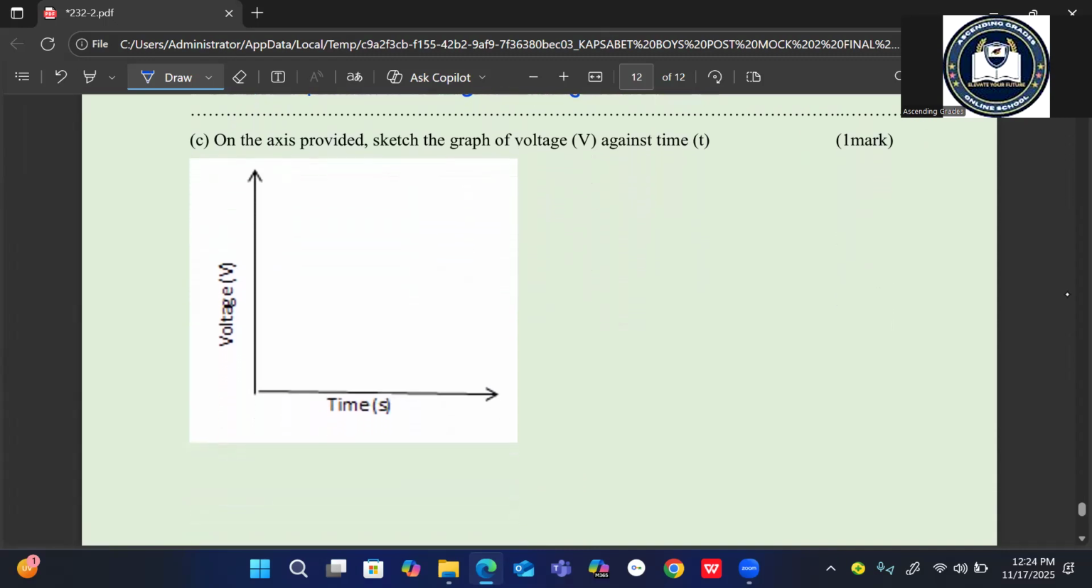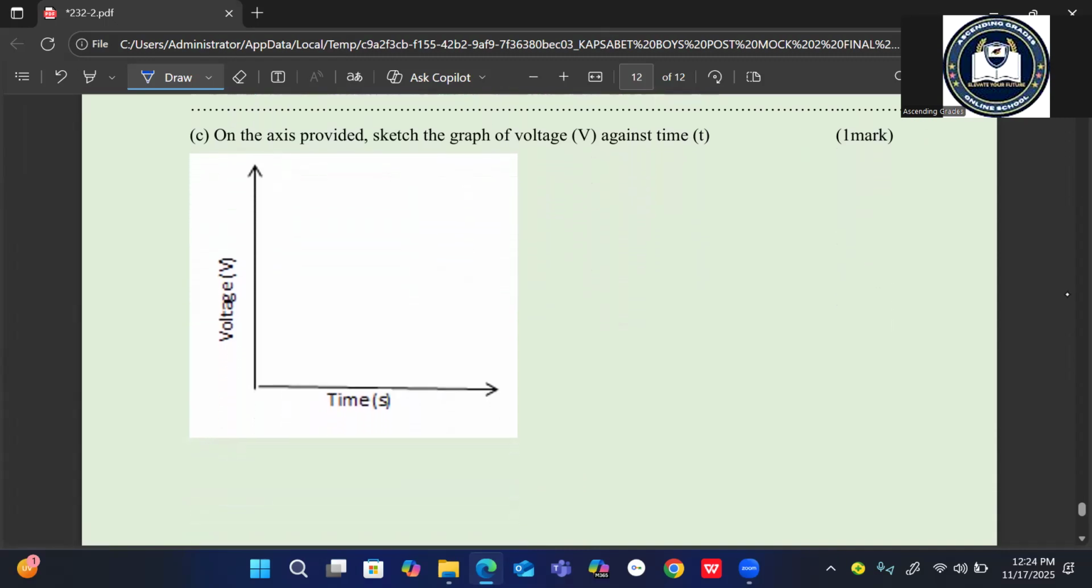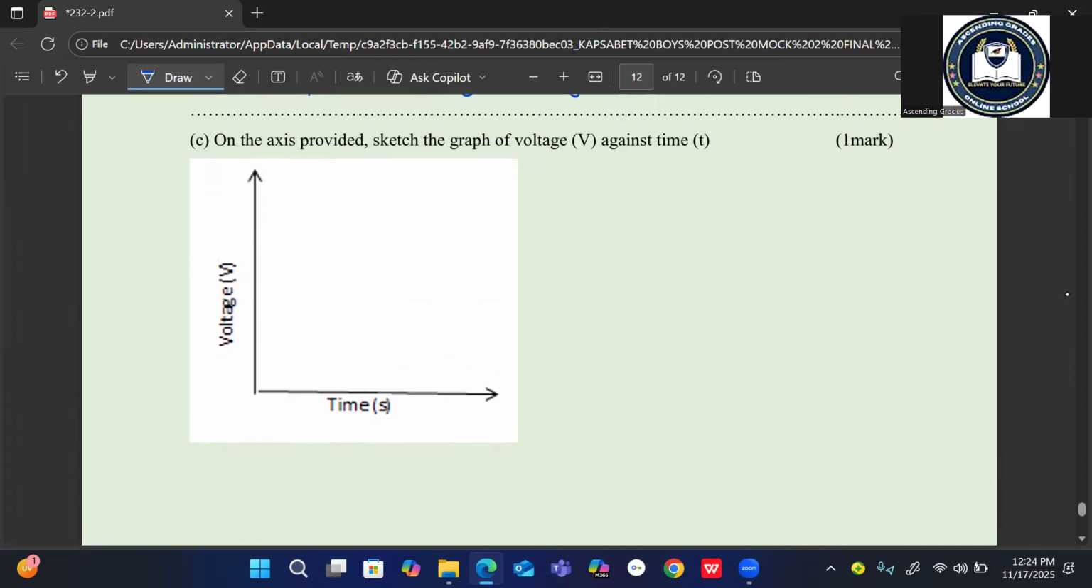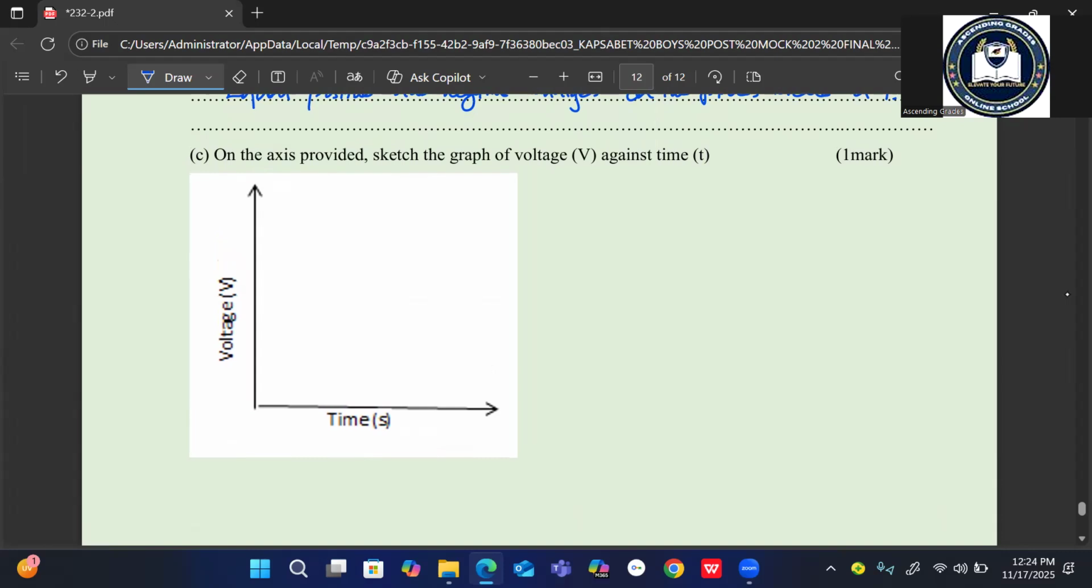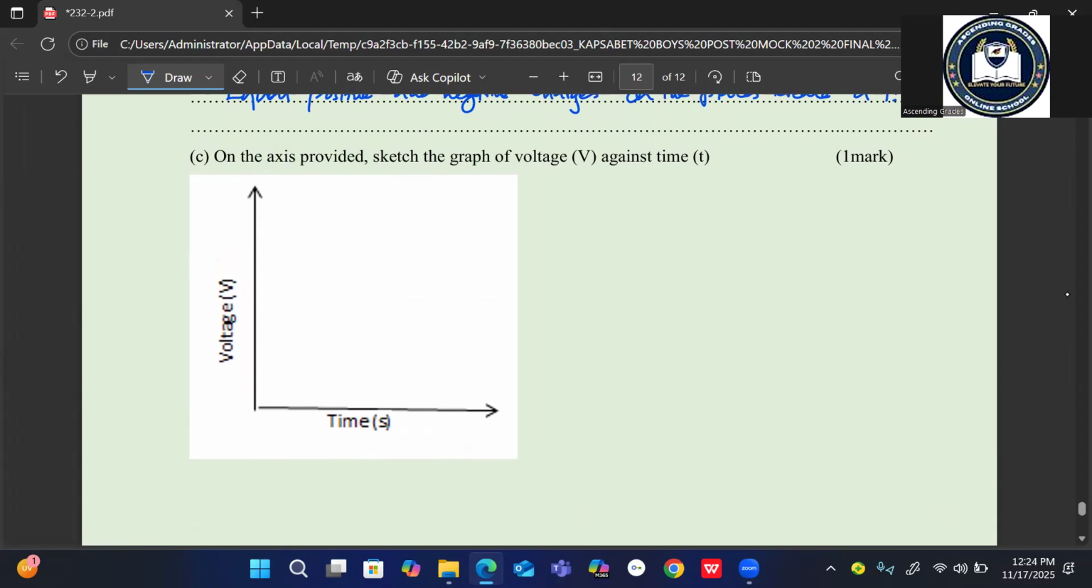Then the last part, we have on the axis provided, graph of voltage against time when you are charging a capacitor. So from what we said, it gradually moves from 0 up to maximum. Then ensure at this point, when at maximum, your curve flattens.